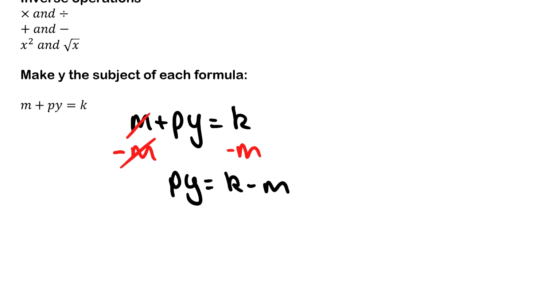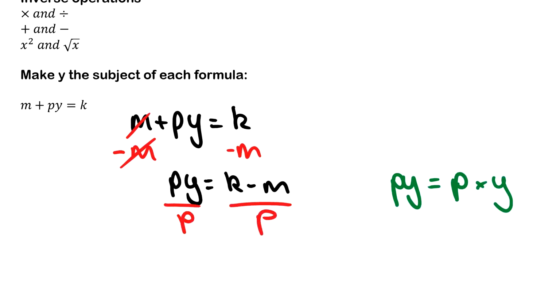The next thing I need to do is obviously split up the p and the y. I don't want them together. Now remember, py is the same as having p times y. So the opposite of times is divide. So we're going to divide everything by p. So on the left hand side, we have y equals k minus m, and it's all over p. And that is it, you're finished.